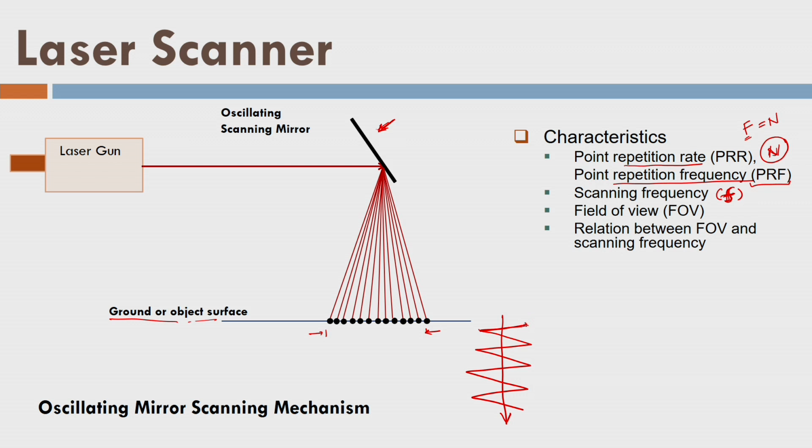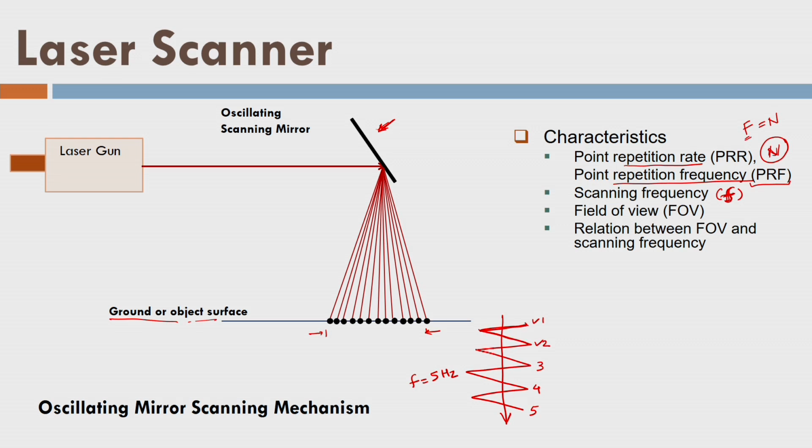Now I can see that it is one complete oscillation of one mirror from this point to this point. Let us say 1, 2, 3, 4, and 5. So I have f equal to 5 hertz, because the mirror has oscillated 5 times, and as a result we got 5 lines of data. So each line contains some data like this.